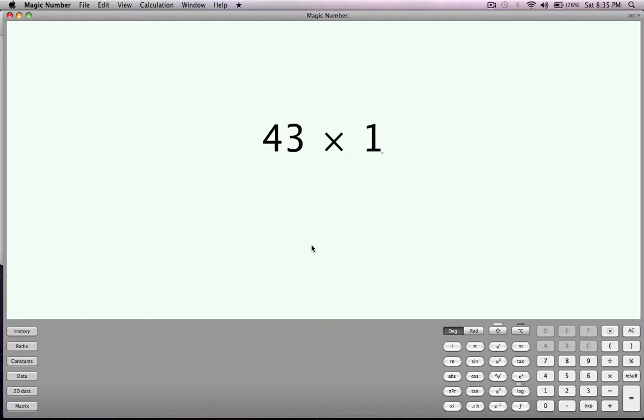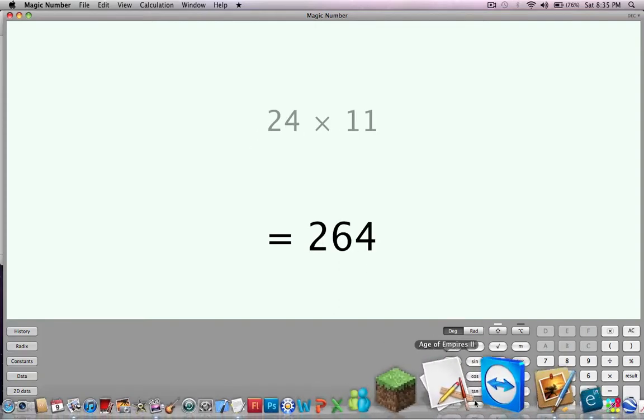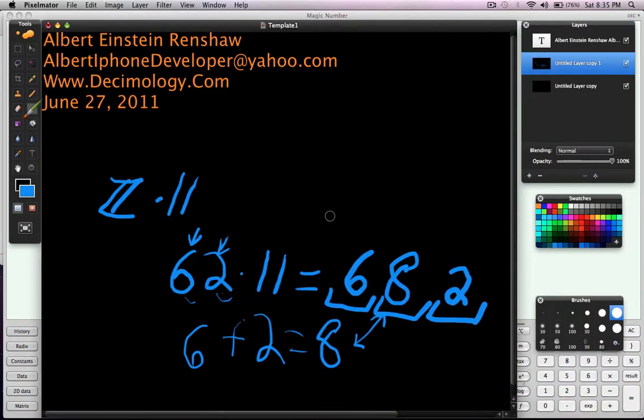Let me do another example. 43 times 11. It's going to be 4 something 3, and 4 plus 3 is 7, so it's 473. Just stick the 7 in between the 4 and the 3. All right, 64, that's a hard one, I'll come back to that. 24 times 11 is 264, since 2 plus 4 is 6. So you can start doing stuff like that in your head really fast now.